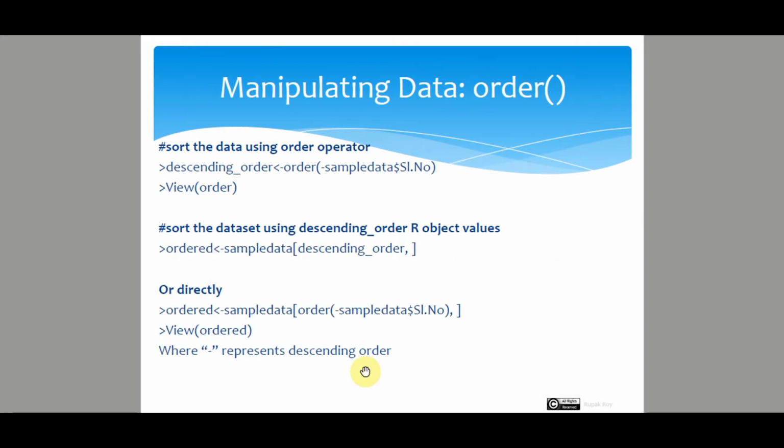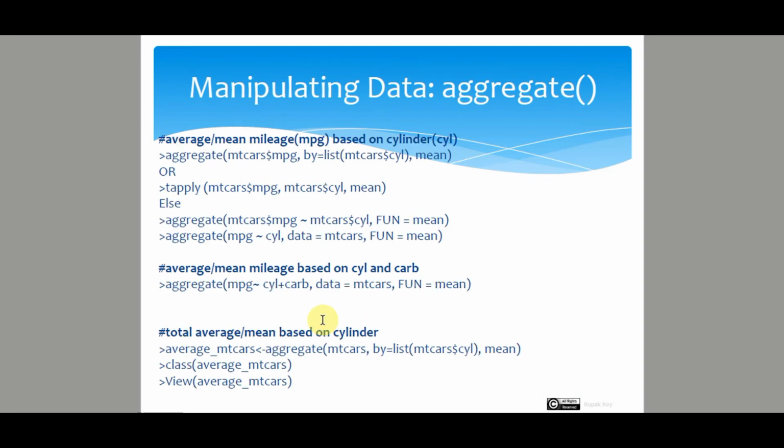To do the sorting, use the function order and the column names based on which the sorting will be done. By default, it takes ascending order, and for descending order, use the minus sign. Apart from this data manipulation, I want to show you this important aggregate function to quickly aggregate the data. Aggregate, that means average or mean.